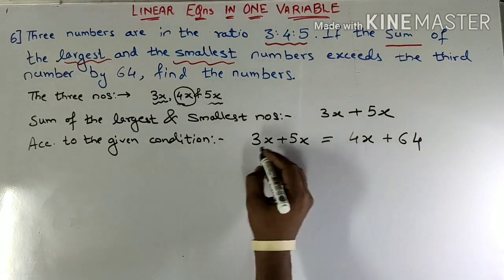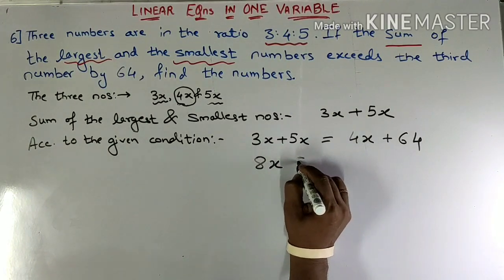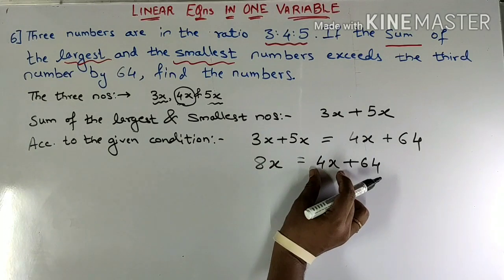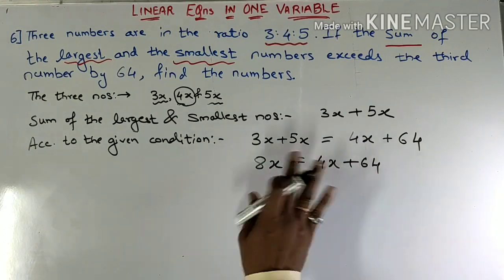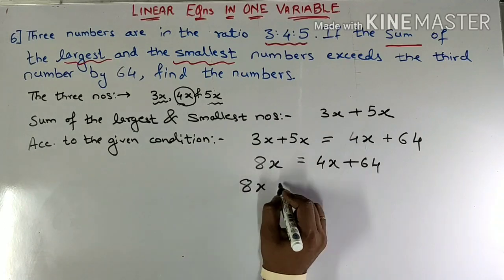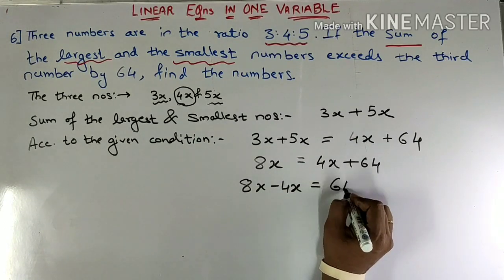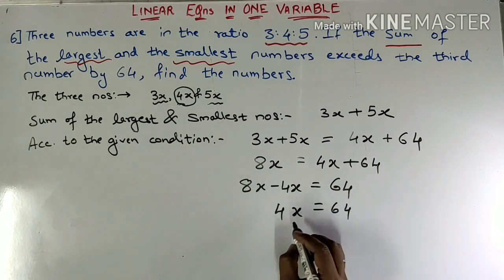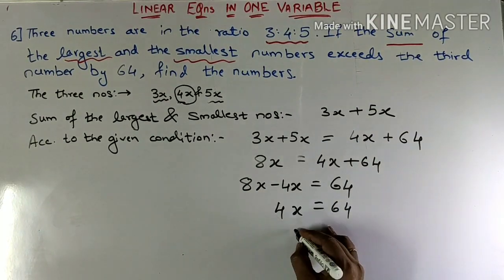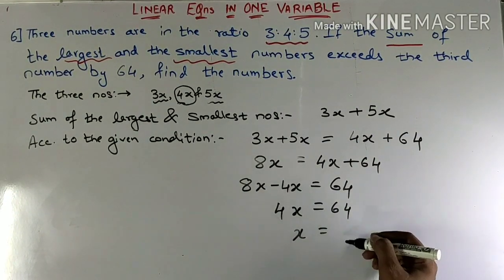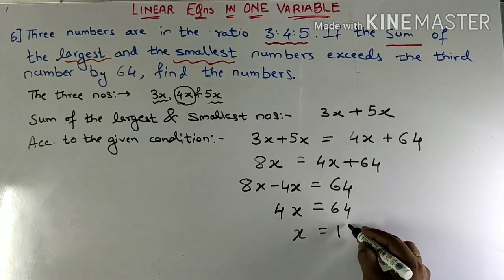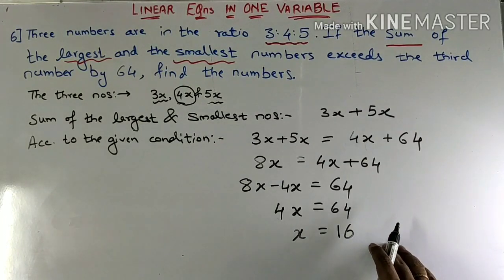So we have 8x equals 4x plus 64. This 4x, I get rid of it from the right hand side by subtracting it from both sides. So it becomes 8x minus 4x equals 64, 4x equals 64. So x will be equal to 64 divided by 4, that is 16, and we have x equal to 16.